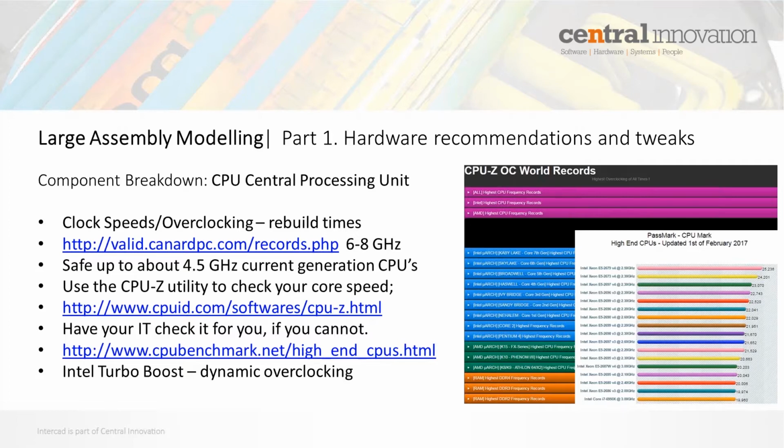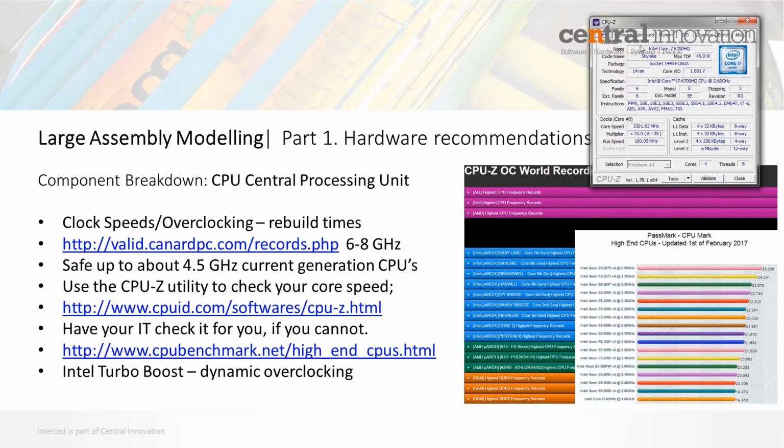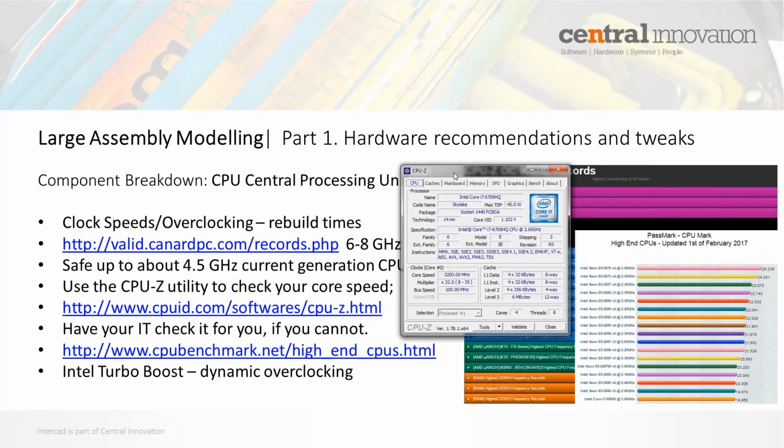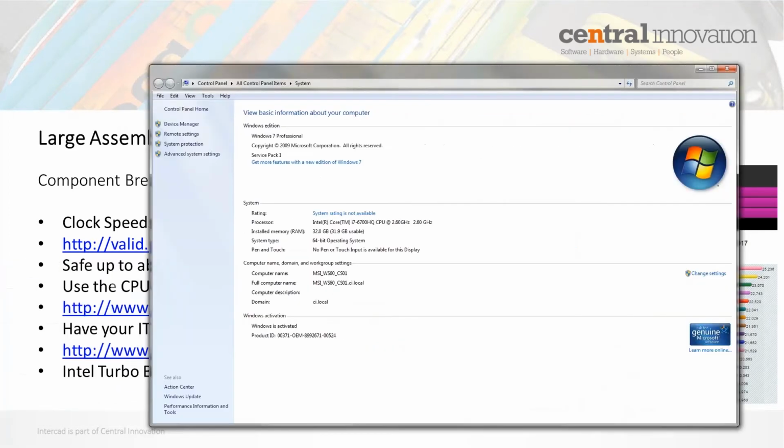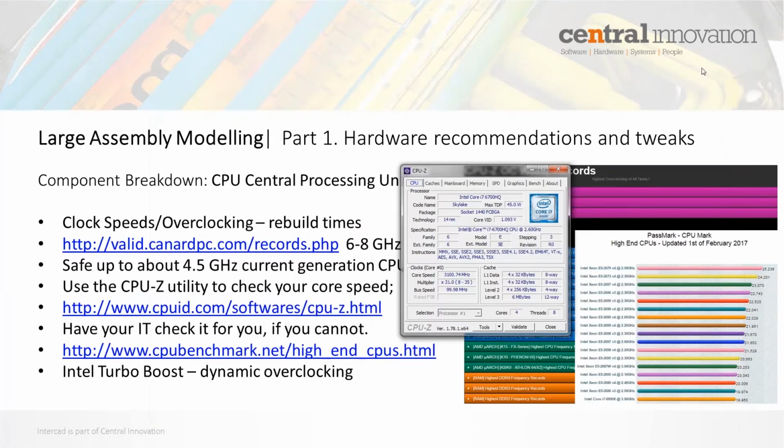If I just bring that up on the screen, it's just a small utility there, and it basically allows us to see real time what our clocks are doing on the processor. You can see mine sitting at about 3200 megahertz at the moment, but if I actually bring up the system specs for this particular machine, you'll see that it's actually specified at 2.6 gigahertz. So it's being overclocked at the moment, and that just helps us in SolidWorks.